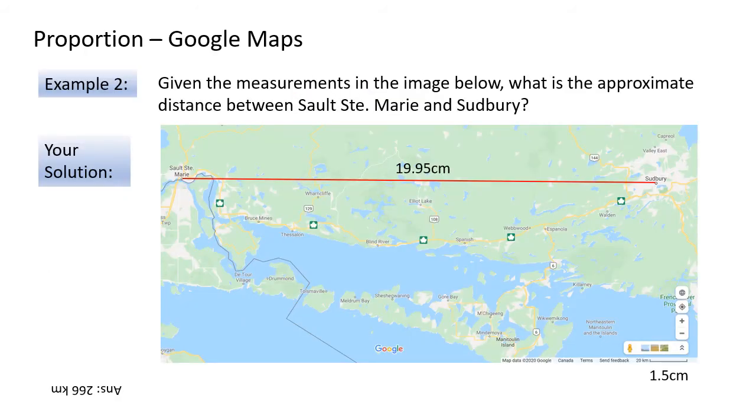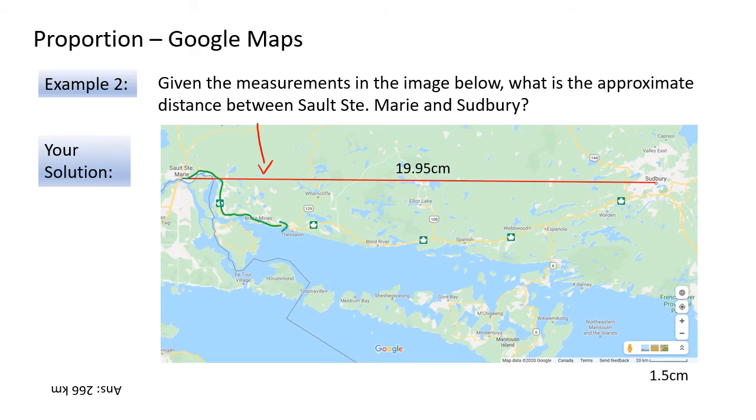So using proportions, I'm going to give you an example. This is from Google Maps. Given the measurements in the image below, what is the approximate distance between Sault Ste. Marie and Sudbury? You'll notice I've given you 2 measurements here. One is a straight line directly from Sault Ste. Marie to Sudbury. Now realize that the actual path is here in yellow, taking the highway.